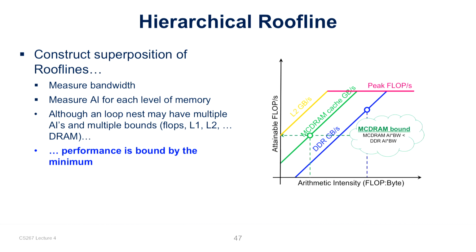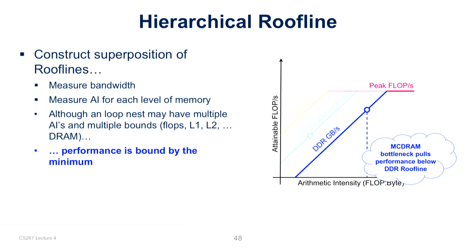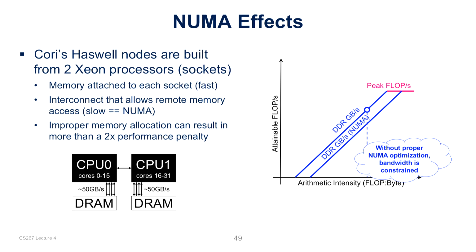And so this will give us a different bound for each of these. The MCDRAM bottleneck is going to pull the performance below this level. Okay, so we get this hierarchical roofline that will tell us that for different levels of the memory hierarchy, we can actually get higher flops depending on where that load and store is going. Are the loads and stores going only out to the L2 cache, or are they going out to the MCDRAM, or are they going all the way out to DRAM?